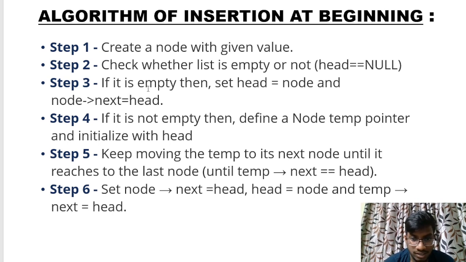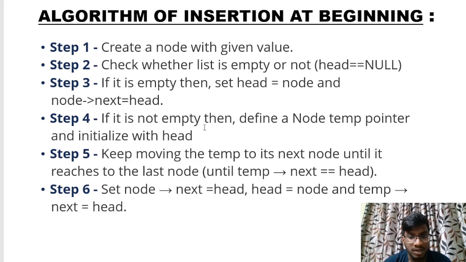So this is step 3, and once again we will discuss it. If the linked list is empty, we need to set the node address as the head address. We are pointing the head variable to the node, and we are changing the node of next to the head. This is the scenario when the list is empty, that is, it is the first node we are creating.